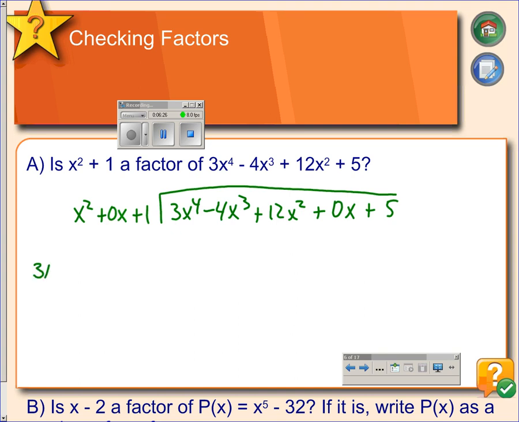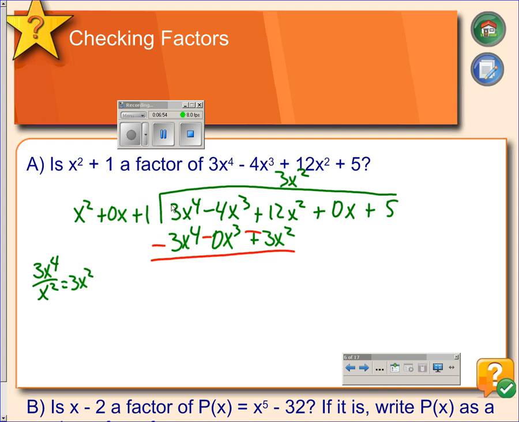So I start with the first term. 3x to the fourth divided by x squared gives me 3x squared. Since I have 3 terms, I count down 3 terms and I put the answer here. Then I multiply, which gives me 3x to the fourth. 3x squared times 0 is 0. 3x squared times 1 is 3x squared. Then I want to subtract. So that gives me x to the fourth term cancels. Negative 4x cubed plus 9x squared. Bring down the x term.